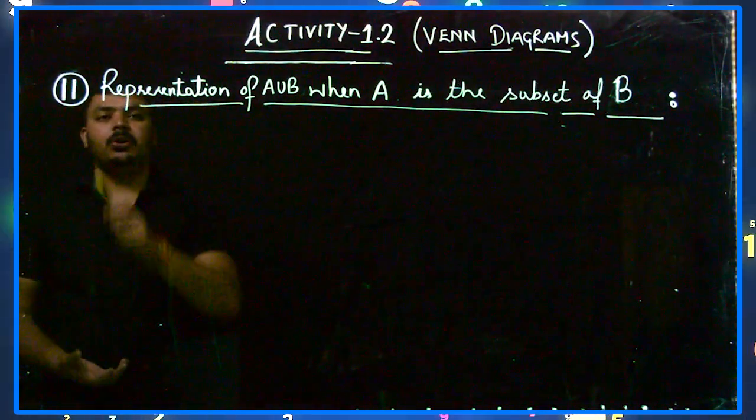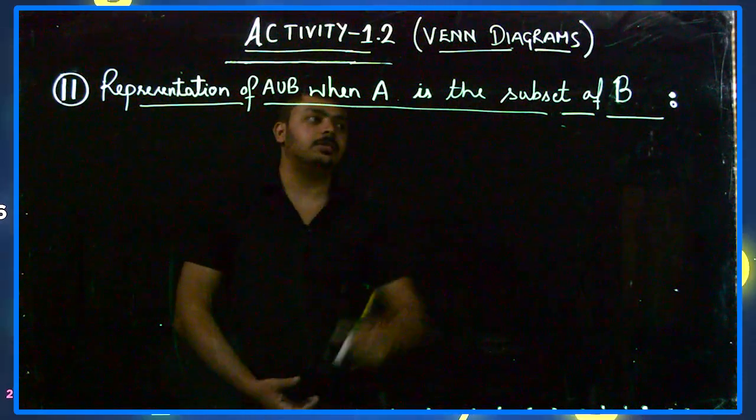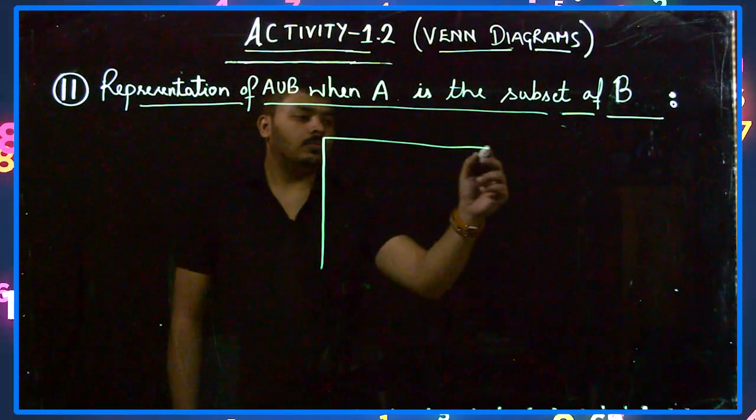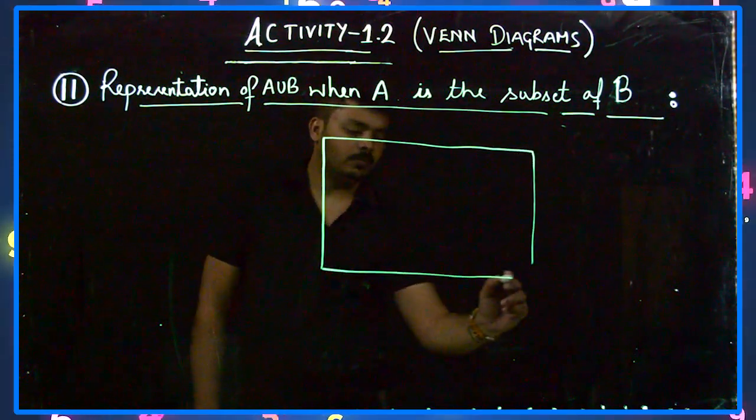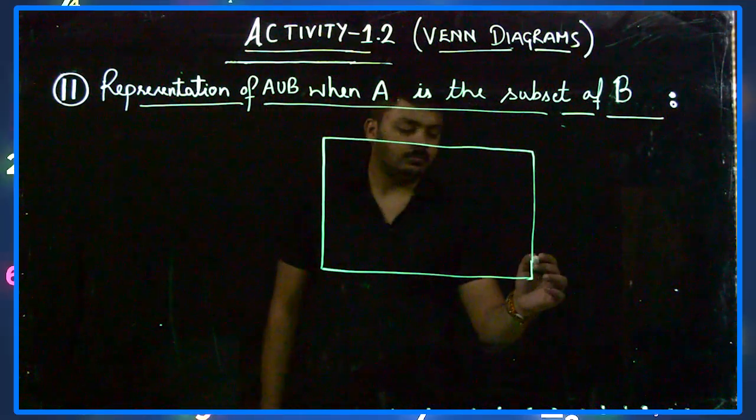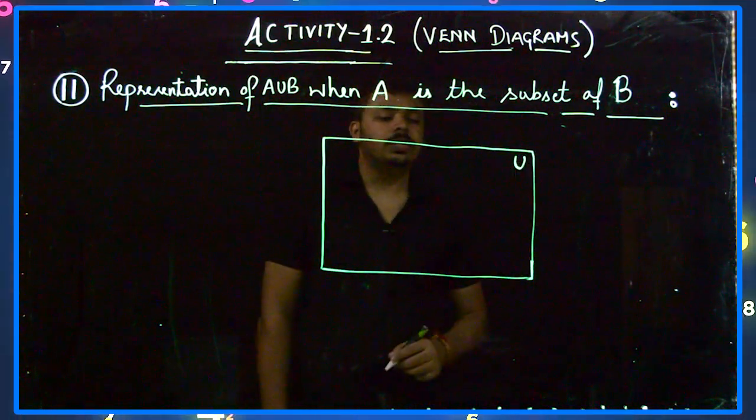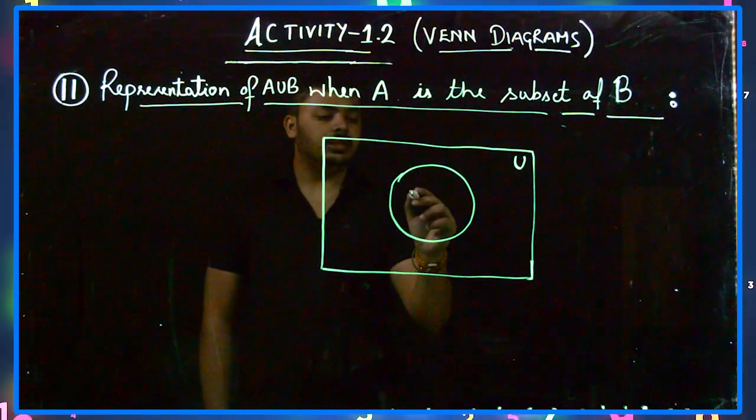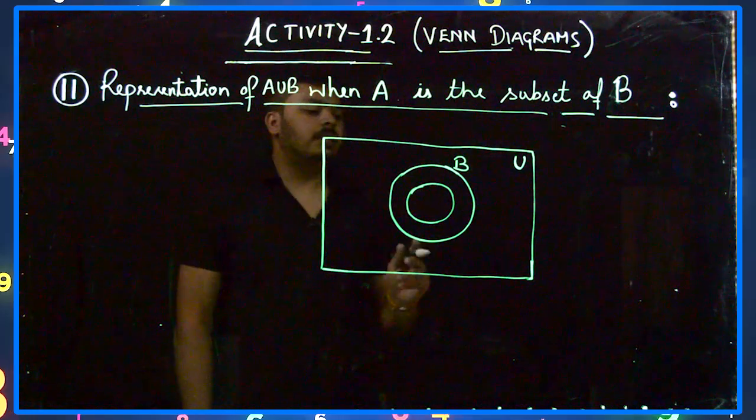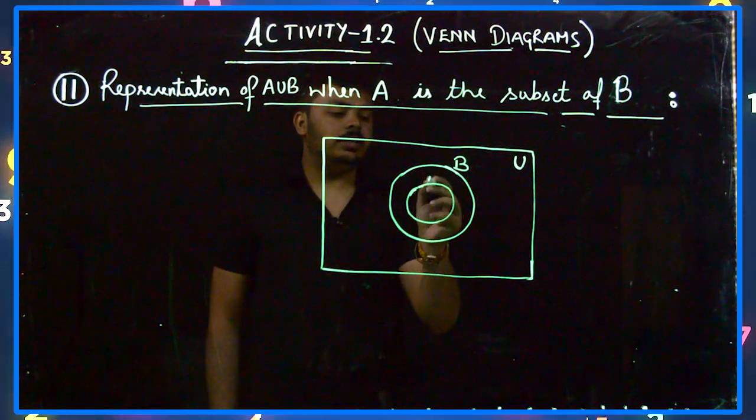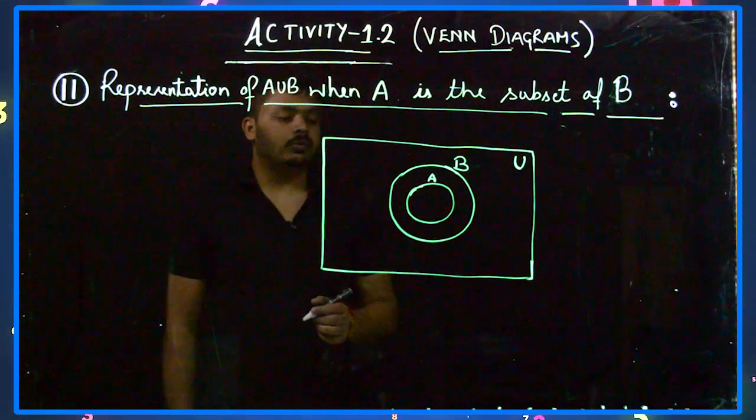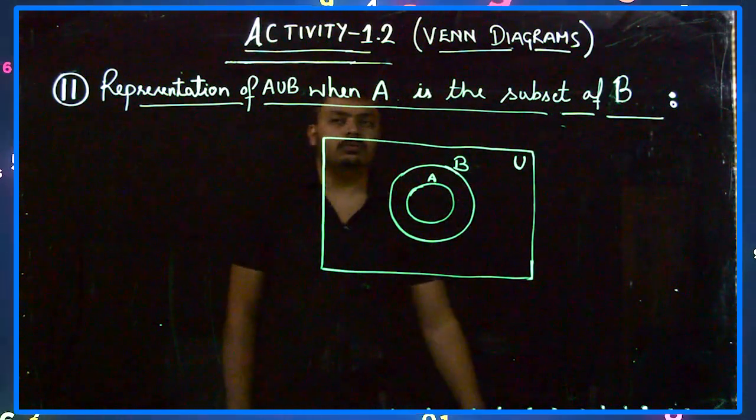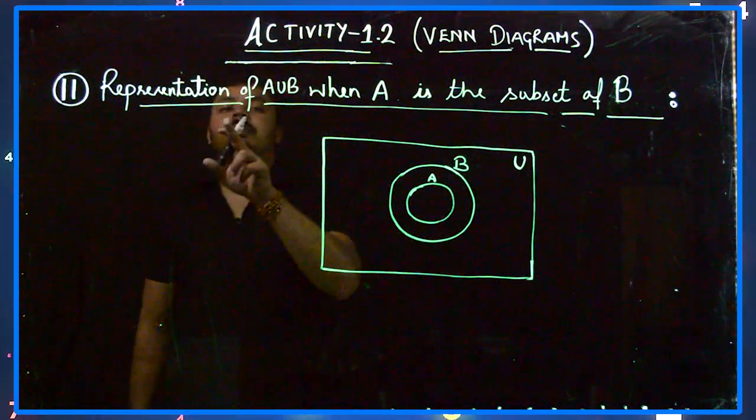So students, now our 11th point is representation of A union B when A is the subset of B. So this is a universal set and A is the subset of B. It is represented as two concentric circles, where bigger circle represents set B and smaller circle or the inner circle represents set A. So we can say set A is the subset of set B, as set B contains all the elements of set A. Then we have to represent A union B.